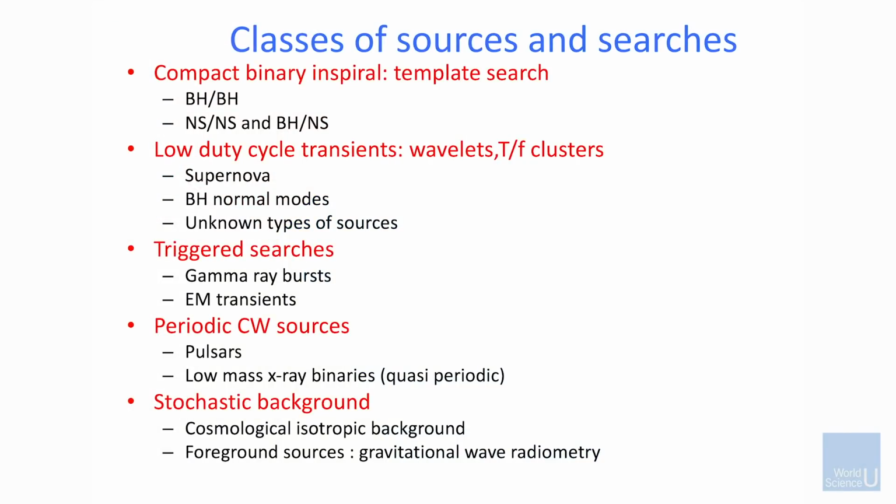And then here are the other things, these things which have very low duty cycles. Supernovae, for example, would be a wonderful source to find. They don't happen but once in 100 years in our own galaxy. We'll wait till the next one. And then this business of black hole normal modes, which is that ringing that I told you about. We haven't really seen that. And then there are various things.